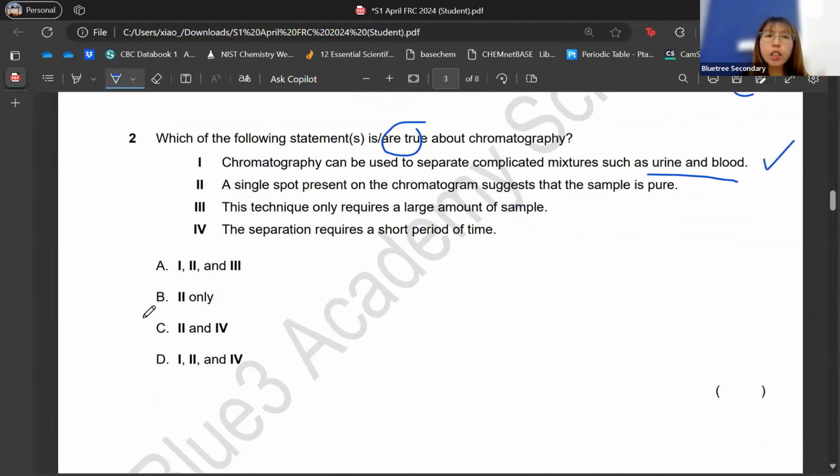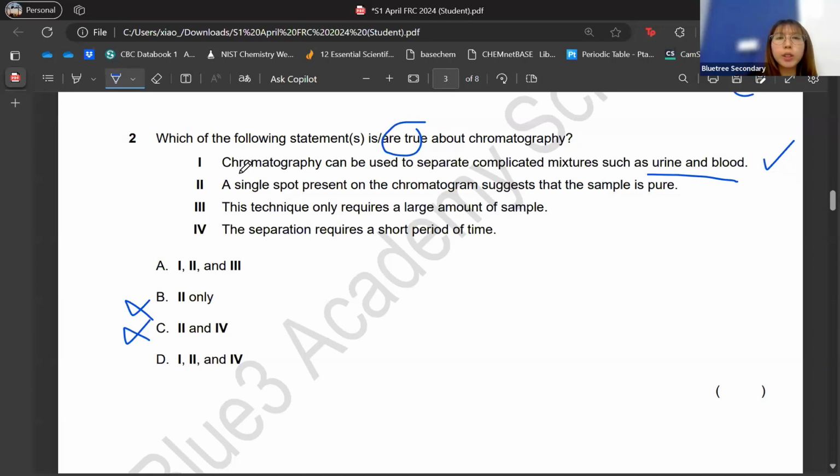So MCQ technique, if 1 is true, you are very confident that this has to be included in your option, then B and C would be out. So if you are not so certain, not confident, then you do not eliminate any option yet. You continue to check for other options, your number 2, number 3, or your number 4.